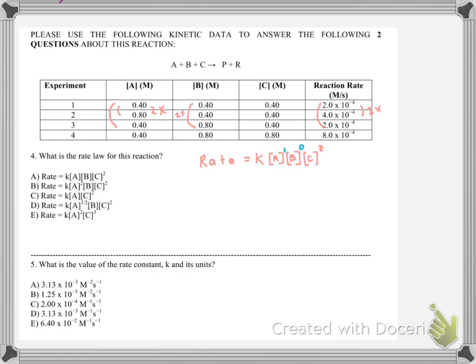And then to compare how C affects, we're going to compare experiments 3 and 4, because that's where A stays constant and B stays constant between those two, but we've doubled C. And when we look at what happens to the rate between experiments 3 and 4, the rate quadrupled.